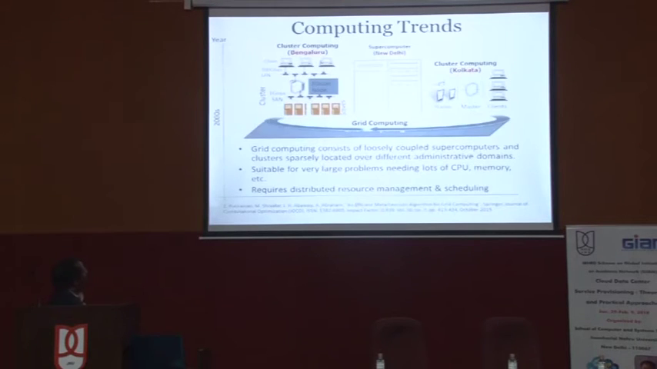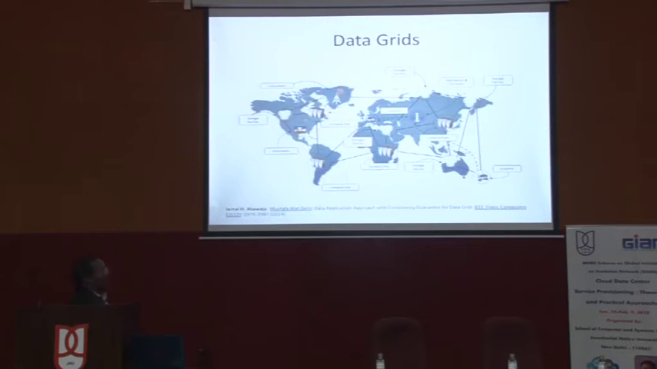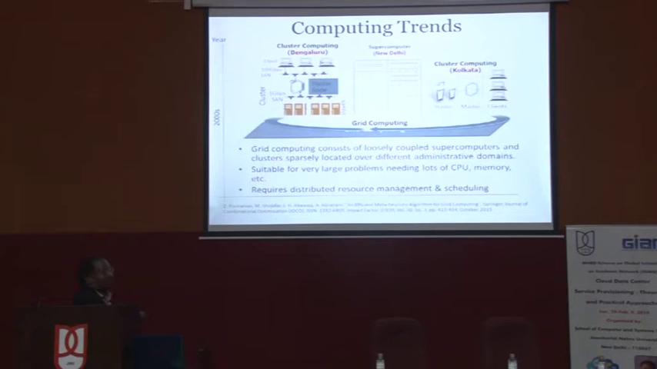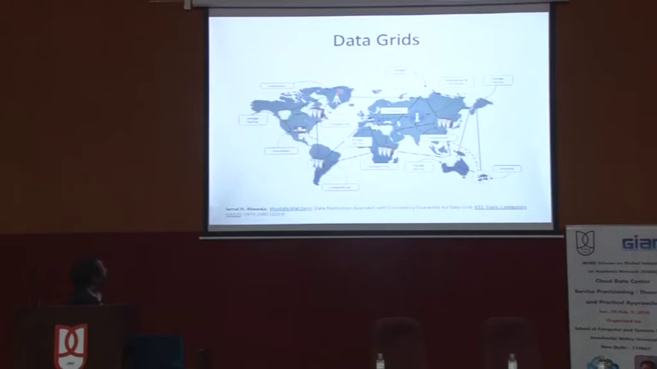So the offshoot of this grid computing is the data grids, which is really based on this. This is for computing and small data, but this one is for large data. The idea is the same. You have computing nodes here, and then there is storage here.